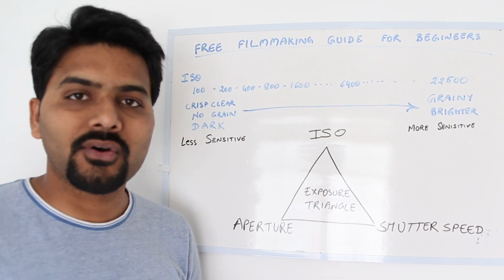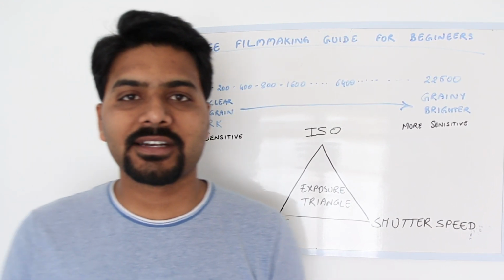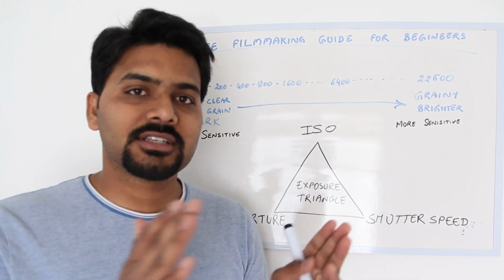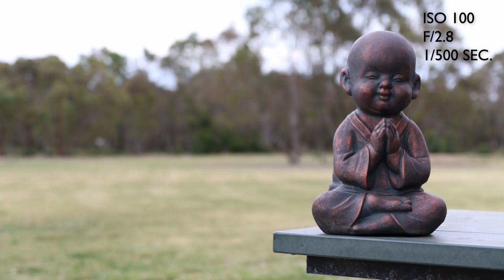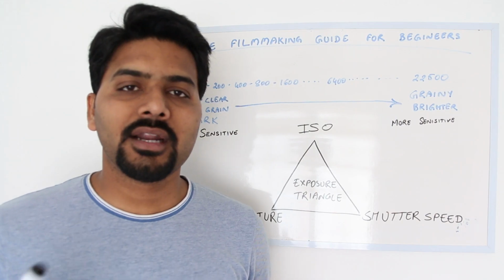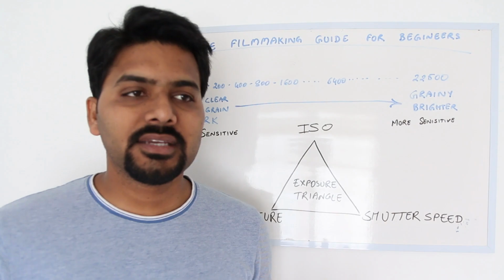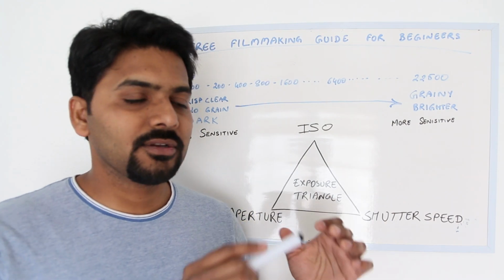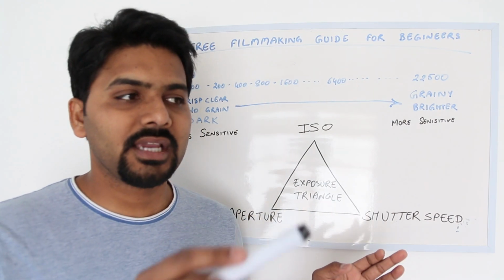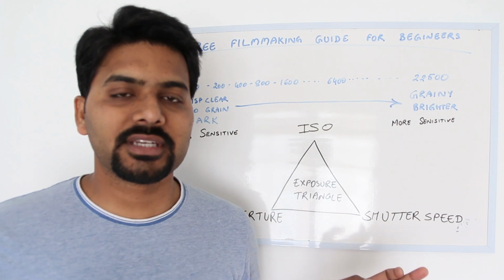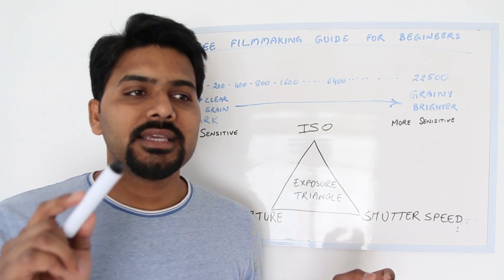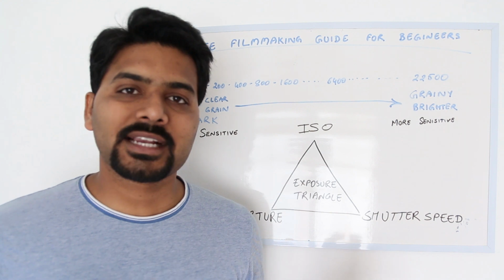So let's go into the real world and compare different kinds of footage with different ISOs. Here we have one footage with ISO 100 with the same shutter speed and same aperture, and here we have another footage with ISO 800 with the same shutter speed and same aperture. As you can see, with ISO 100 the footage looks alright, but with ISO 800 at the same aperture setting and shutter speed, the footage is much more overexposed.